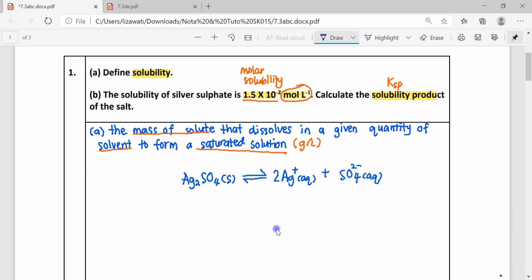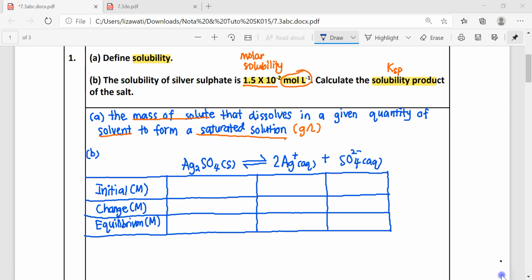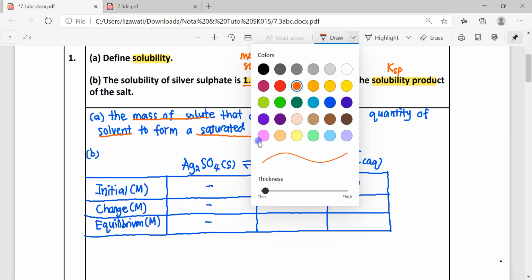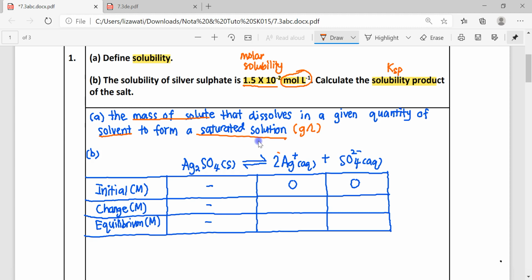Next, second step, you have to draw the ICE table. So here is the ICE table. Since the slightly soluble salt is a solid, in the ICE table you can just write a dash. As for the aqueous ions, the initial is 0 because not formed yet. For change in concentration, you have to refer to the coefficient. The coefficient for silver ion is 2, so the change in concentration is positive 2x. As for the sulfate, the coefficient is 1, so positive x. So at equilibrium, 2x for Ag plus and x for SO4 2 minus ion.